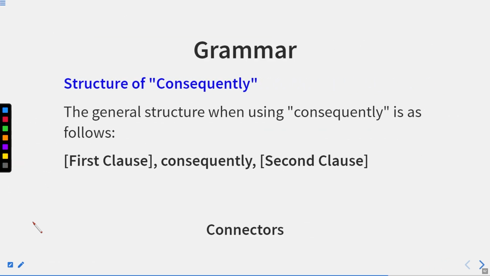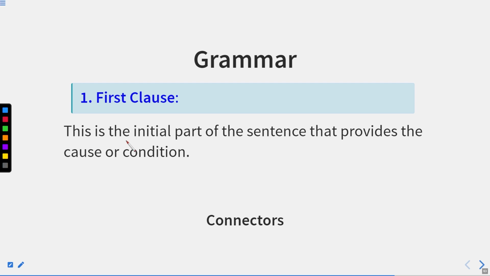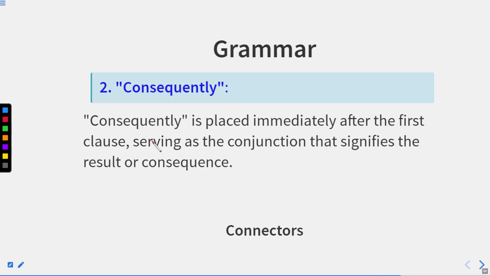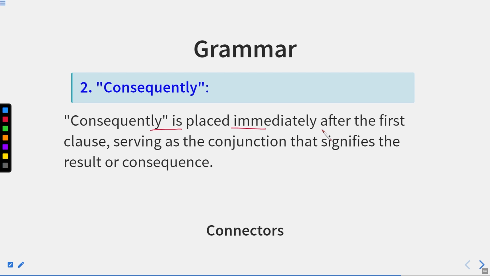Structure of consequently. The general structure when using consequently is as follows. First, we have the first clause, then the word consequently, and after that the second clause that contains the result or the effect. The first clause is the initial part of the sentence that provides the cause or condition or some information. Consequently is placed immediately after the first clause, serving as the conjunction that signifies the result or consequence. Because it is linking the cause and effect, that is why it is used as a conjunction.